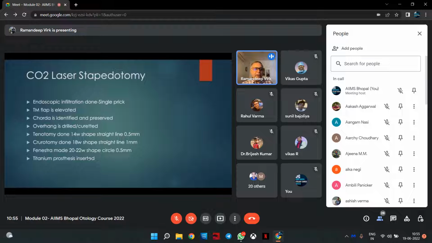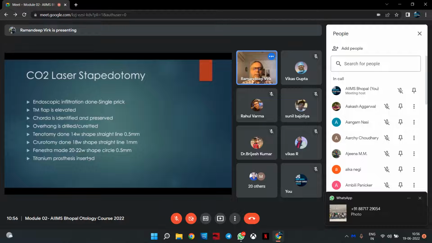Then a TM flap is elevated, the chorda is identified and preserved, the posterior superior overhang is drilled out or curetted. Then we do the tenotomy, that is the vaporization of the stapedius tendon. That is done with a 14-watt setting of the laser. Then the posterior crurotomy is done with 18 watts, and then the fenestra is made with 20 to 22 watts of laser power. When I'm using a 0.4 millimeter piston, I use a 0.5 millimeter fenestra. If I'm using a 0.6 millimeter piston, I will use a 0.7 millimeter fenestra.